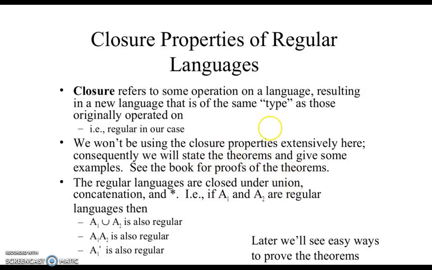The regular languages are closed under union, concatenation, and star. That is, if A1 and A2 are regular languages, then A1 union A2 is also regular, A1 A2 is also regular, and A1 star is also regular.